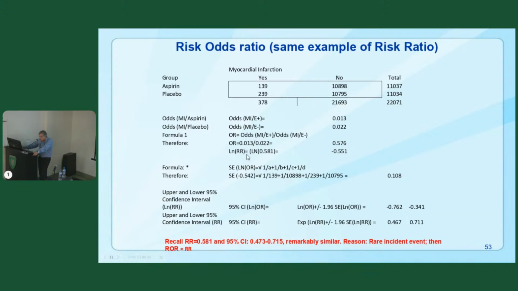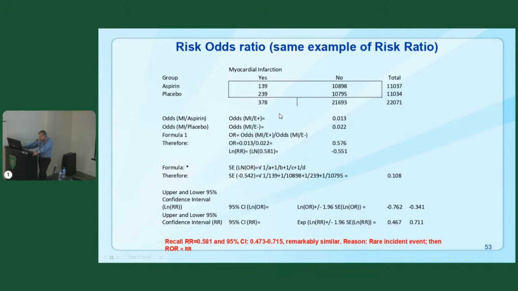So the two odds, the first formula. The odds ratio is the ratio of the two odds. You end up with these values, 0.576. Let's say I want to estimate the risk ratio. The risk ratio would be 139 divided by 11,000 and divided by 239 divided by 11,000. It's going to give a number very similar to 0.576.